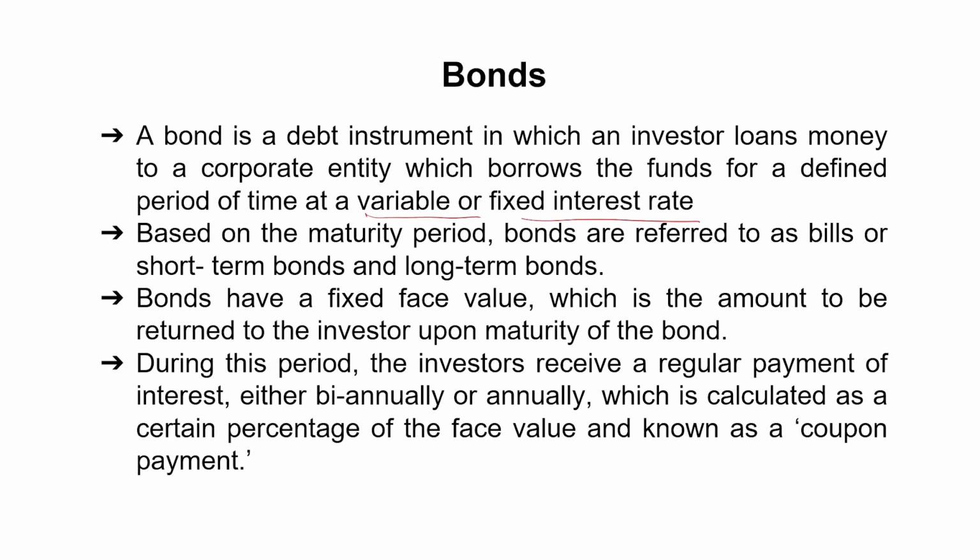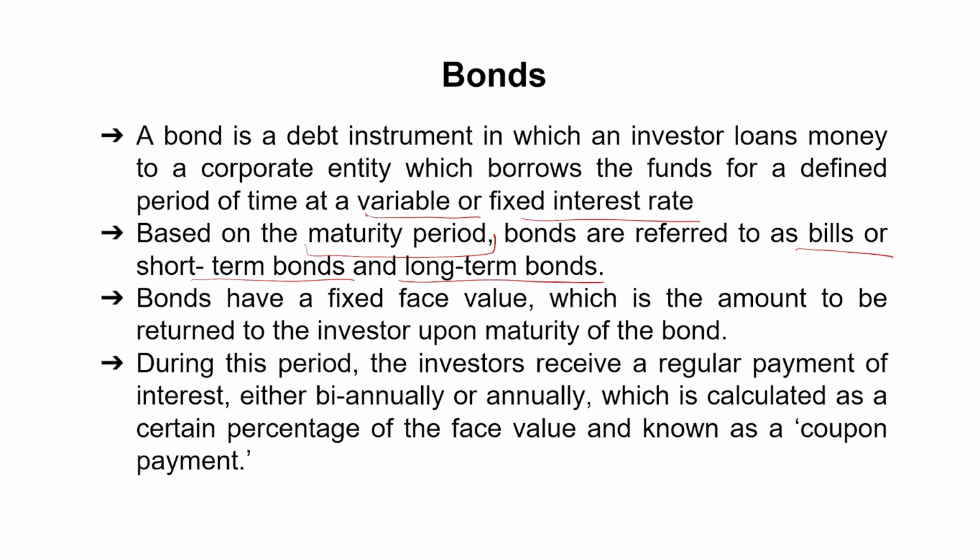That depends on the nature of the bonds. Either variable rates are applicable or fixed rates are applicable on these bonds. A bond also certifies the payment schedule based on the maturity period. Generally, bonds are paid on the maturity period, and bonds are referred to as bills or short term bonds and long term bonds. Both types of bonds are available in the market.